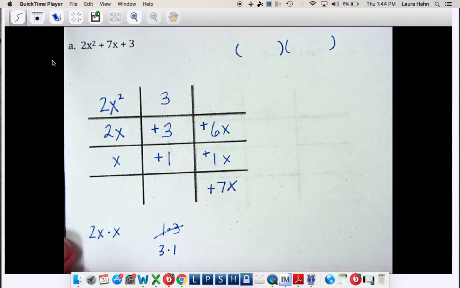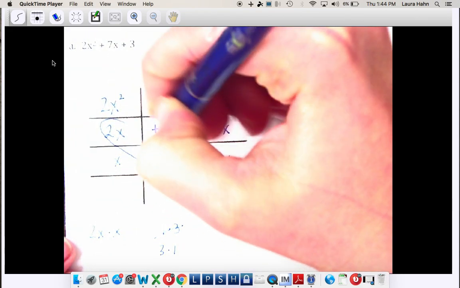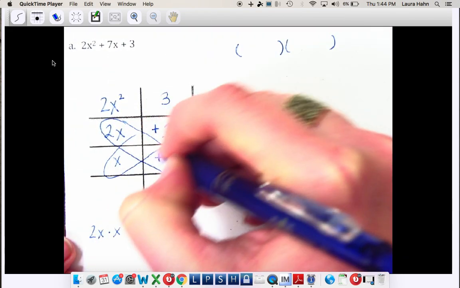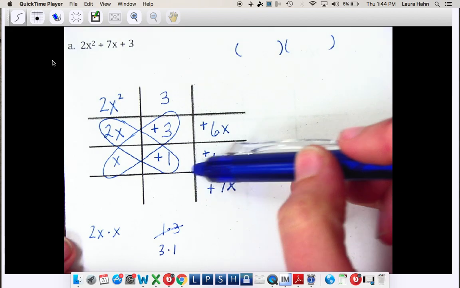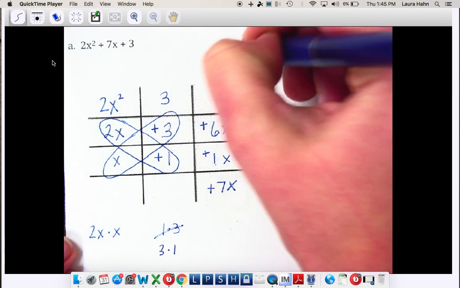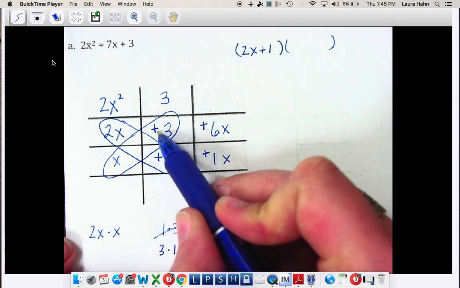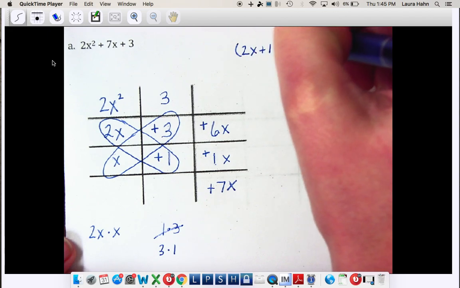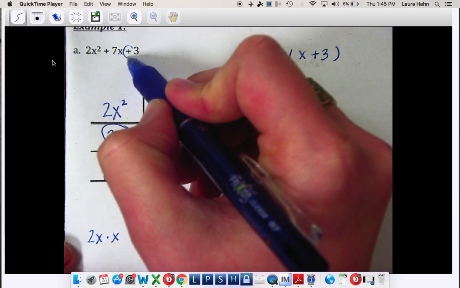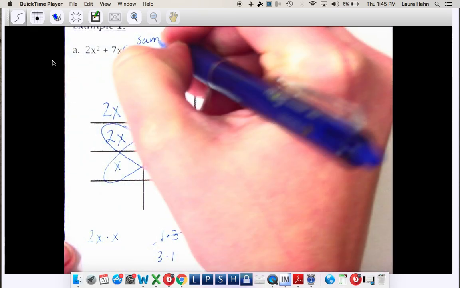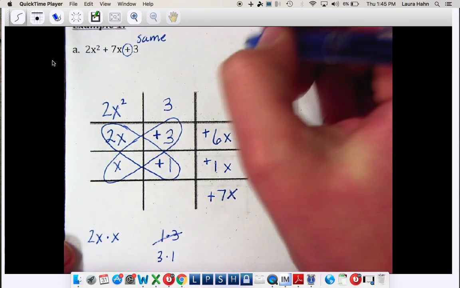All right, to get my factors, I do like a little butterfly cross thing. So make a little butterfly. So one of my factors is going to be 2x plus 1. And then my other factor is going to be x plus 3. Okay, and just a little check like I told you. If I look at my last sign, I know my signs are going to be the same. And I know that they're both going to be plus signs. Plus, plus. Well, I know I did that right.